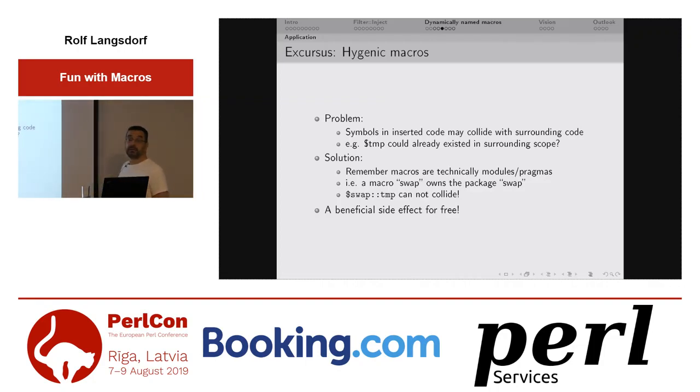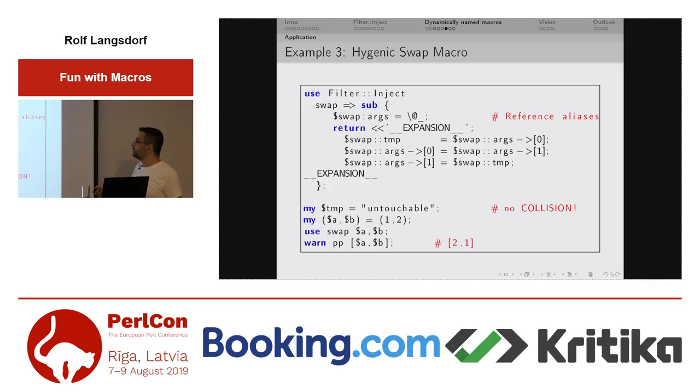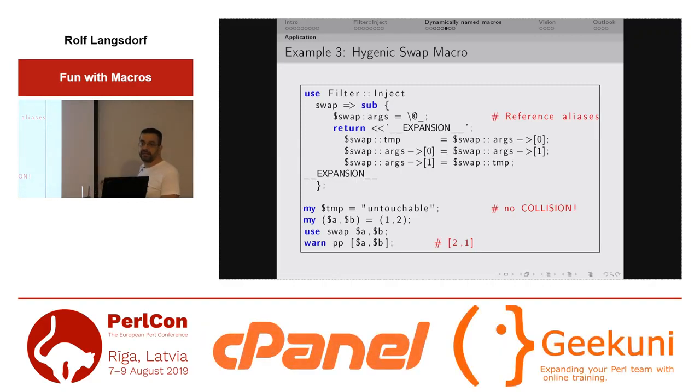So remember, in our model, macros are modules, and modules have a namespace. And this namespace has to be reserved. Nobody else has the right to use the swap namespace as a swap package. So as a beneficial side effect of our quite dubious technology, we can use $swap::temp, $swap::args. It looks a little bit ugly. I could smooth it by aliasing namespaces. But this can't collide. If you have a variable my $temp, it will never collide with this one, because it is a totally different namespace. The binding of the symbols is into another namespace.